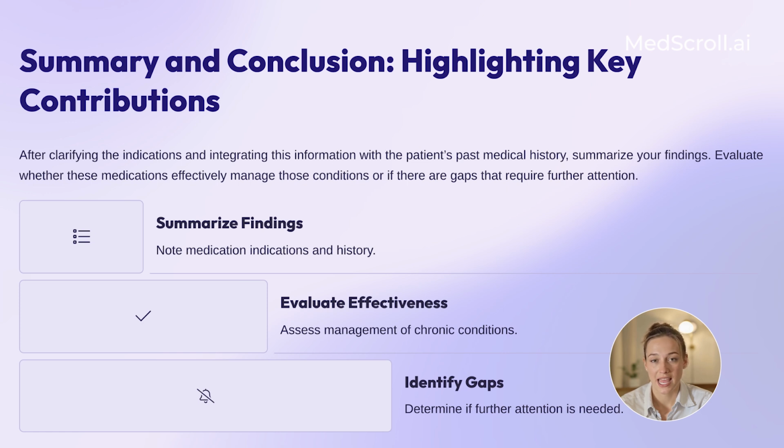By approaching the patient's current medications in this structured way, you not only ensure that you understand the purpose behind each medication, but also set the stage for deeper exploration of the patient's overall clinical status. This method allows you to quickly grasp the rationale behind the treatment plan and to identify any potential gaps or discrepancies that might be significant in the context of their overall care.